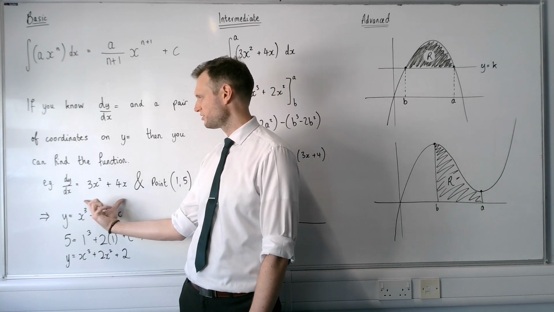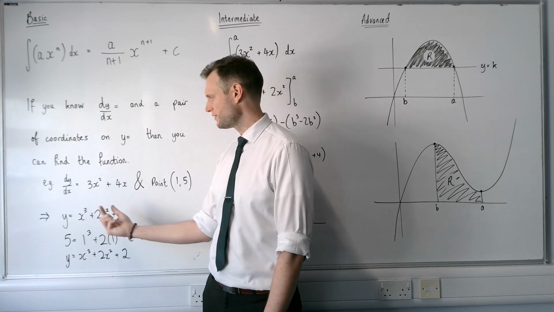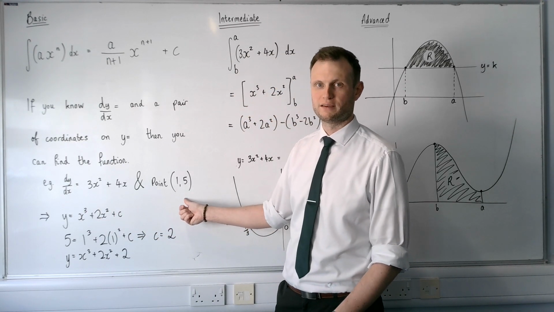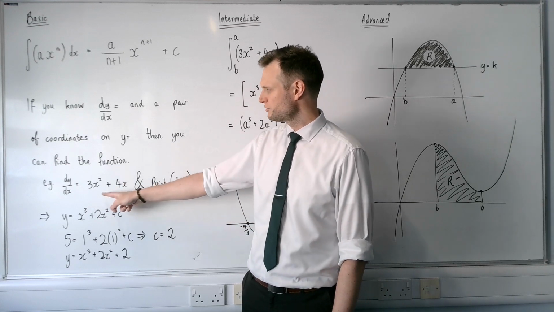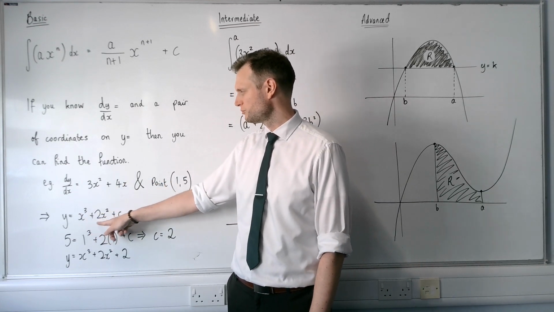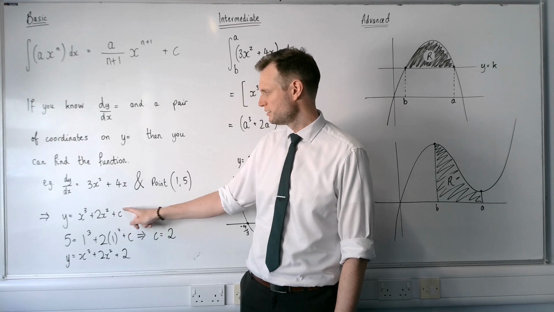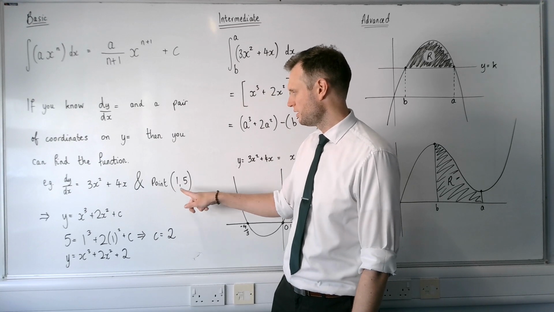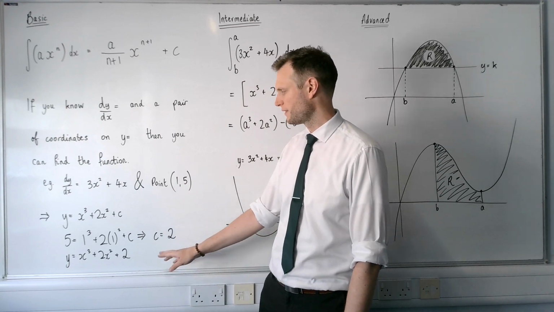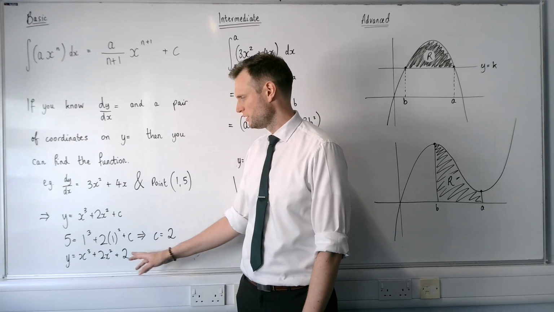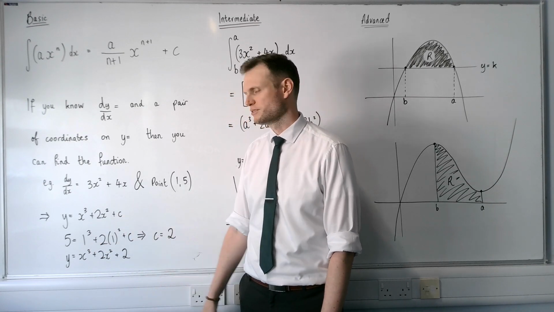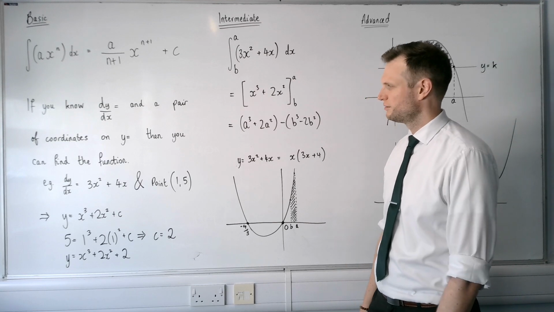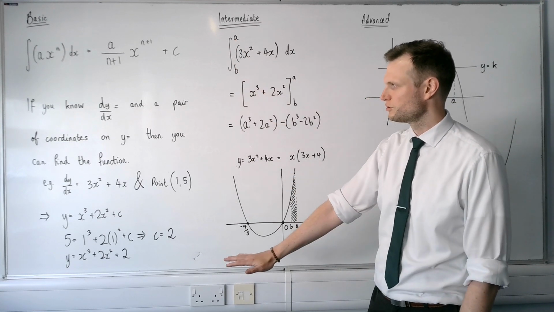So if this was my gradient function and this was a point on the function, integrate that to get x cubed plus 2x squared plus c, and then to find this c I substitute in x equals 1 and y equals 5, and that gives me c equals 2, and then you just put that value of c into the y equals. So those are the basic things that you can do with it.